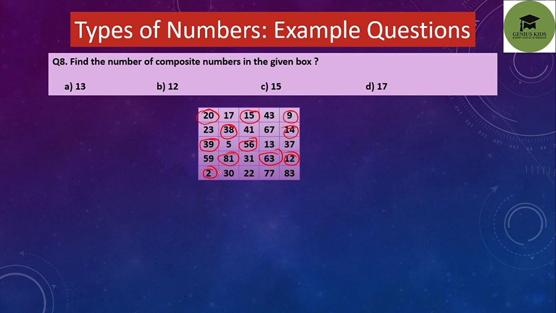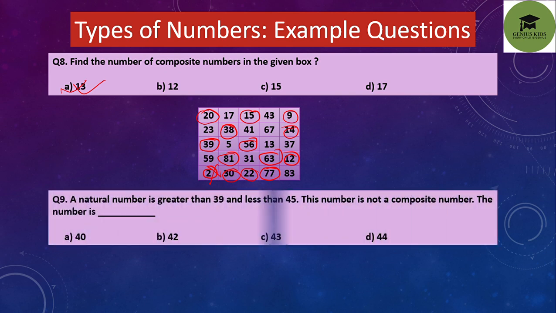Is 2 a composite number? No, 2 is not a composite number. They purposefully give this number 2 so that you consider it wrongly. Then 30, 22, 77. So these are the composite numbers here. What is the count? 1, 2, 3, 4, 5, 6, 7, 8, 9, 10, 11, 12, 13. The answer is 13.